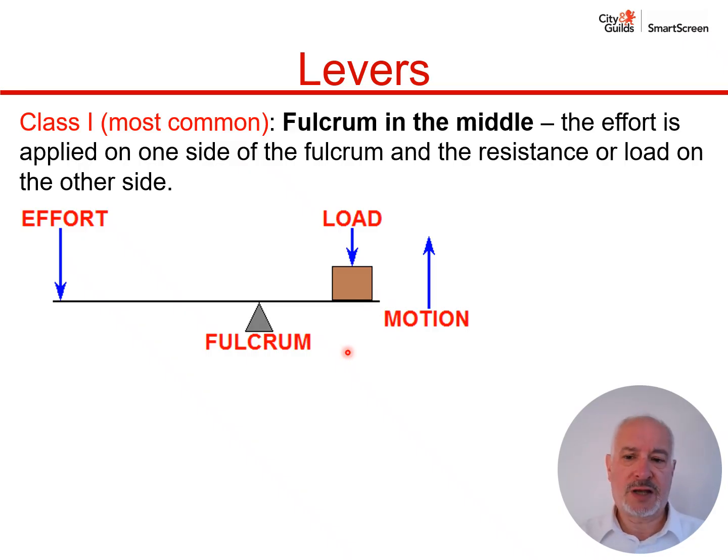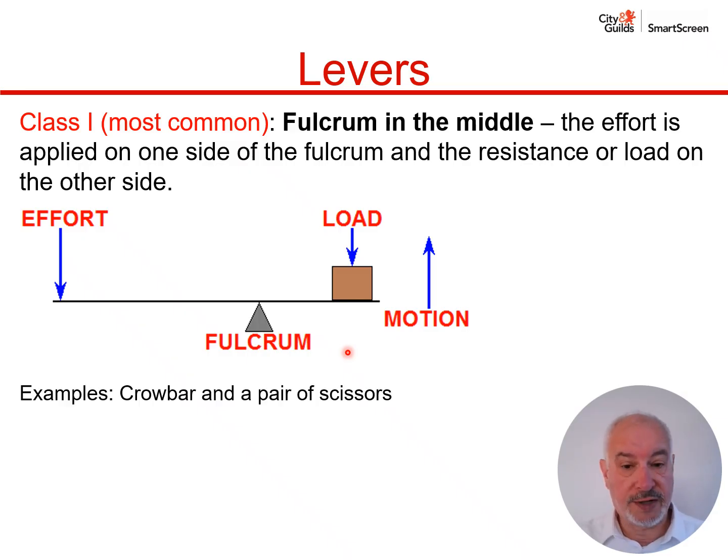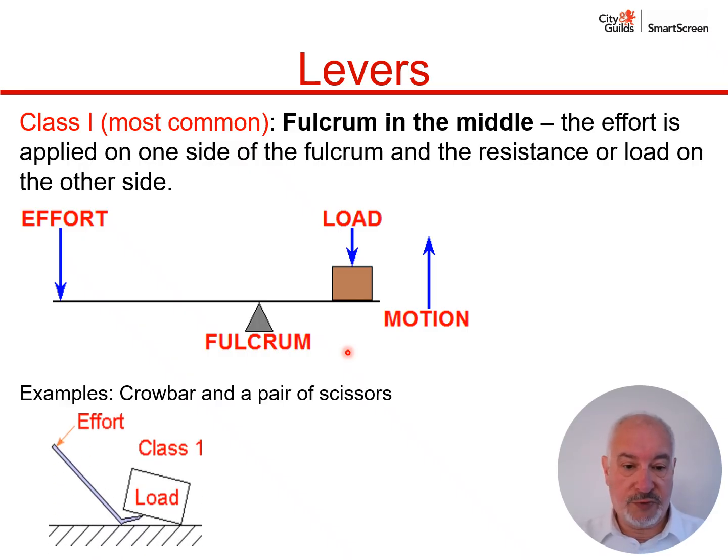So let's think about an example of a class 1 lever. In fact we've got two examples to show you. The first one is a crowbar, and with a crowbar you can lift a load by getting the shorter end of the crowbar under the load and then applying the effort on the longer end, at the very end of the longer part of the lever or of the crowbar, and that would lift the load.